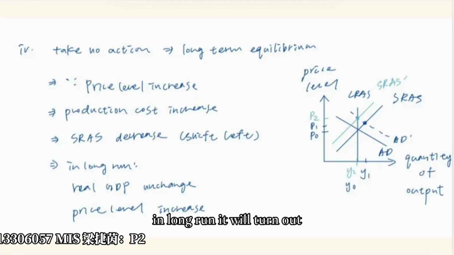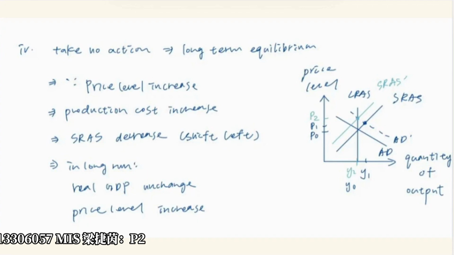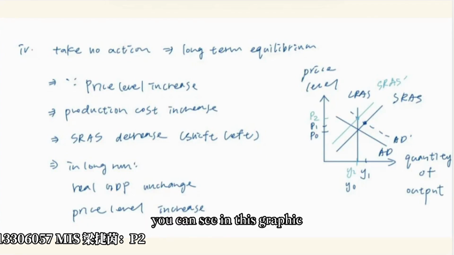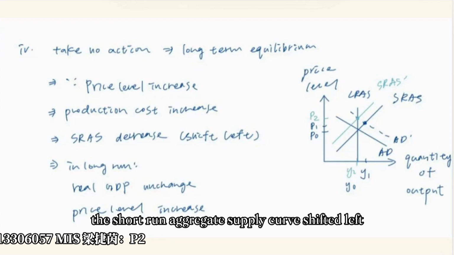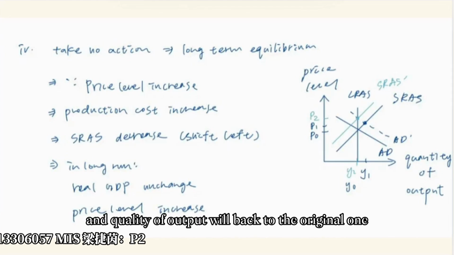The fourth question is, because you take no action, it will turn out to be the long run equilibrium in the long run. So the price level increases, then the production cost will increase, and it will cause short-run aggregate supply to decrease. So the short-run aggregate supply curve will shift left, and in the long run, real GDP is unchanged and the price level will increase. You can see in this graph, the short-run aggregate supply curve shifts left, so the price level will increase, and the quantity of output will go back to the original one.